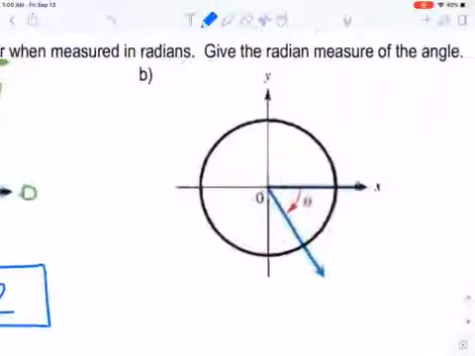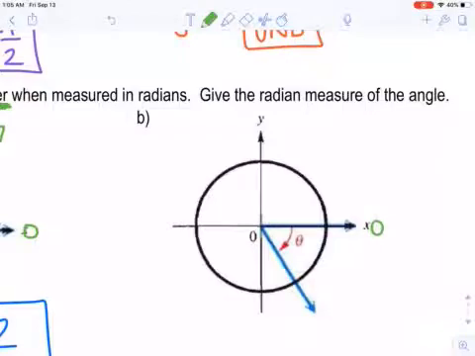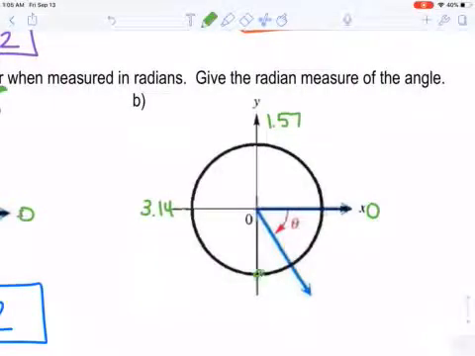Look at this one. This one's in the fourth quadrant. So if we take those same decimal approximations, so 0 and 3.14, those are the easiest ones to remember. Divide 3.14 in half, we get 1.57, so we have those. What about the last quadrantal angle down here at 3 pi over 2, or 270 degrees? What would that decimal approximation be?